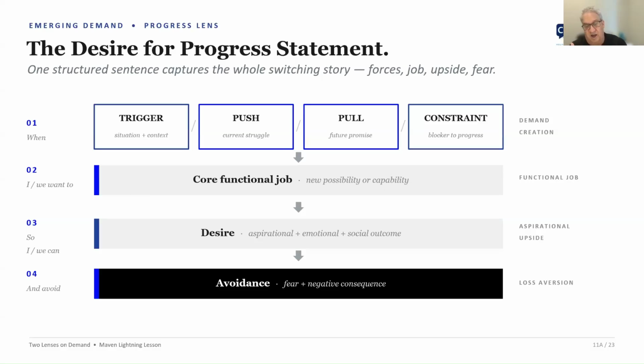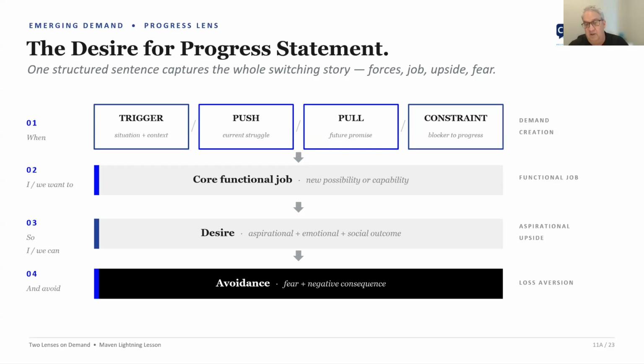The formula is this: when we want to, so we can, and avoid. And so this notion that there's a trigger or a situational context. There's something that puts them in demand. Demand has been created due to this particular trigger. There's a push of a current struggle. So there's a pain point that needs to be resolved. There's a pull of a future promise, but with some level of constraints. There's always constraints. There's a core functional need, some new possibility or capability.